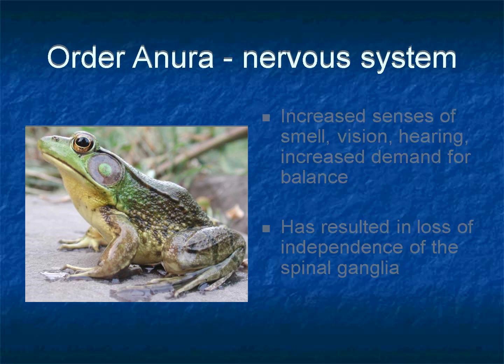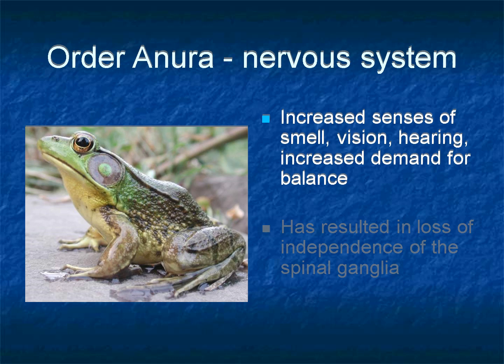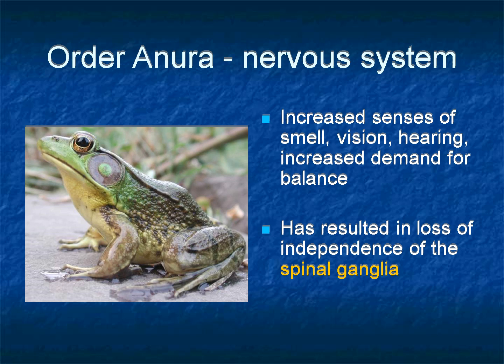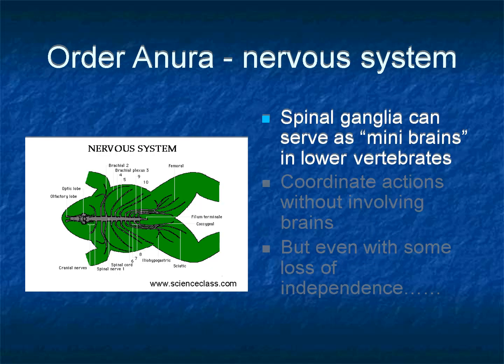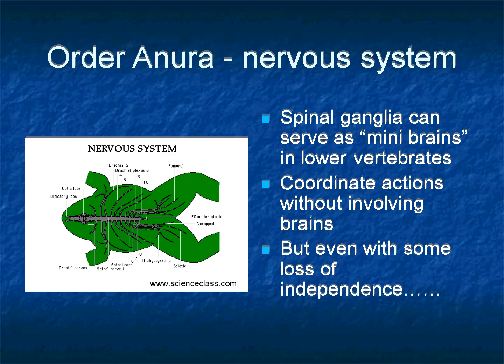With the improved cephalization, senses of smell, vision, and hearing, as well as increased demand for balance, also got improved. But this caused them the loss of independent spinal ganglia. These spinal ganglia were basically serving as a mini brain in lower vertebrates for coordinating actions like reflex behavior without involving the brain. But anyhow, even after the loss of this independence, frogs have some unique abilities.